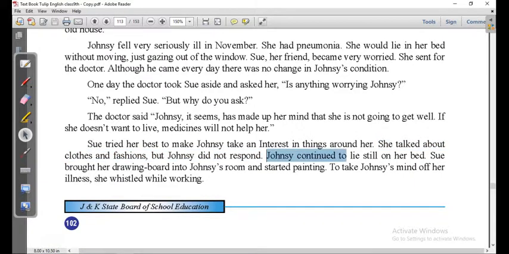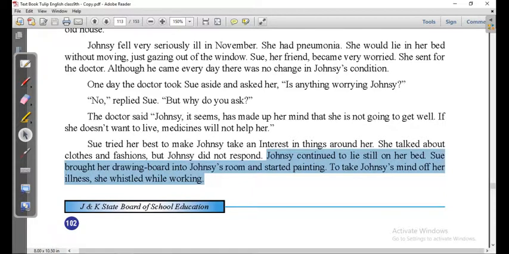John C. continued to lie still on her bed. Sue brought her drawing board into John C.'s room and started painting. To take John C.'s mind off her illness, she whistled while working. Now she brought her canvas into the room and started painting. Now you will get the answer what type of artists the two were. They were painters.